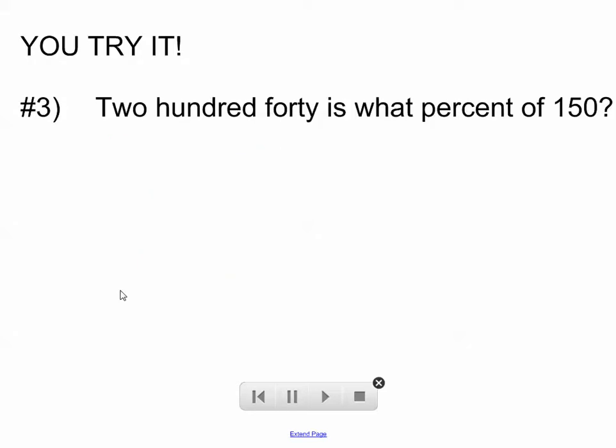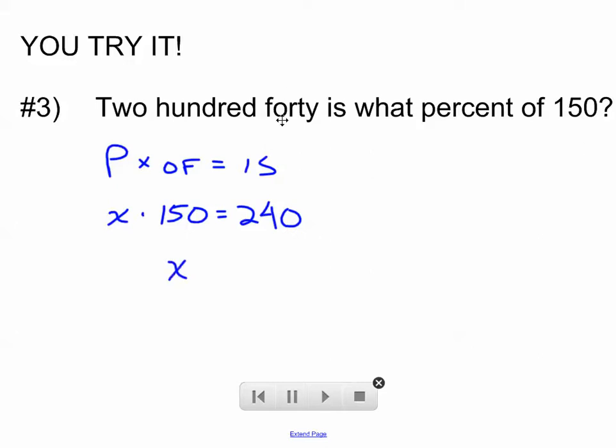One more, you try it. Percent times of equals is. What percent? So x, that's our variable, of 150 is 240. See how you can kind of rewrite that question in your head. Divide both sides by 150. You get 1.6. You got to change that to a percent, though, so that's 160%. 240 is 160% of 150.